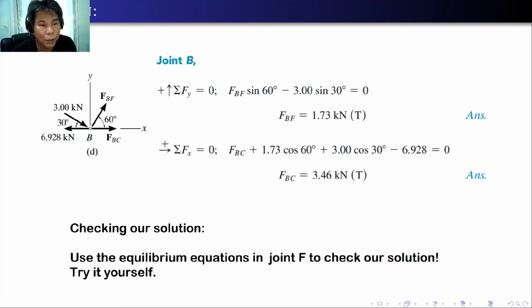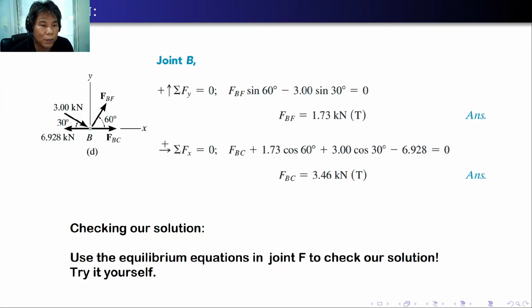And the last joint, we have joint B. So we have two unknowns remaining, FBC and FBF. FBF is in tension because the vertical component of 3 kilonewton should be in equilibrium with the vertical component of FBF. And FBC is in tension because this should equilibrate the horizontal components of the force. So summation forces y is equal to 0. We have FBF times opposite side, so that's sine 60 degrees, minus 3 opposite also, so sine 30 degrees, then equate to 0. The FBF is equal to 1.73 kilonewton, which is in tension.